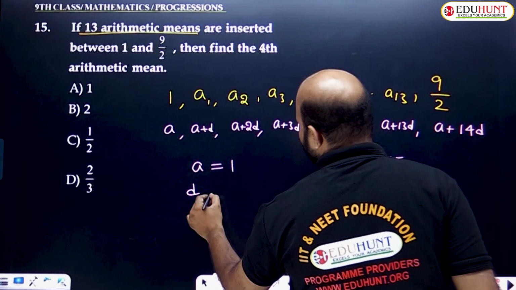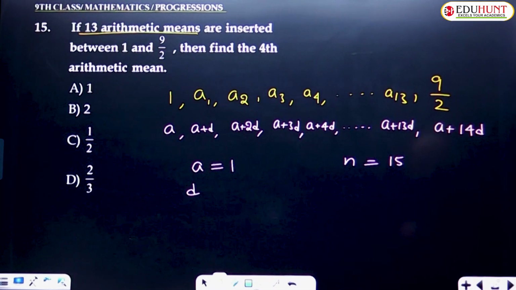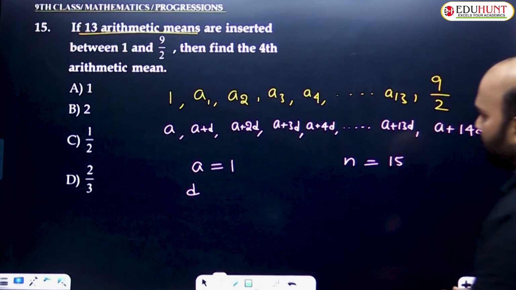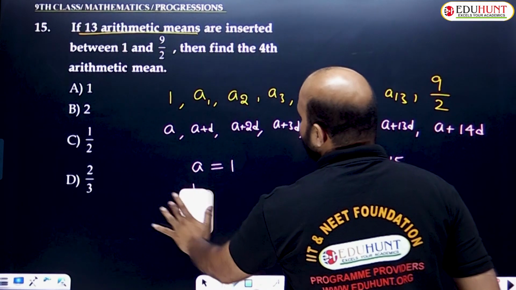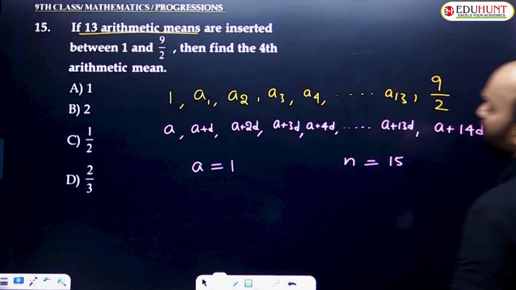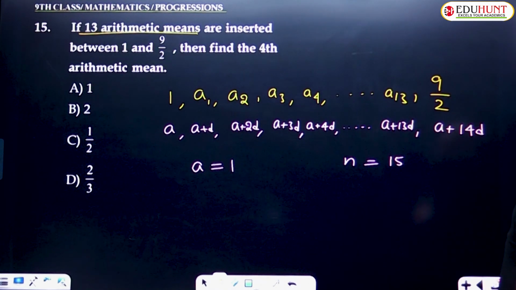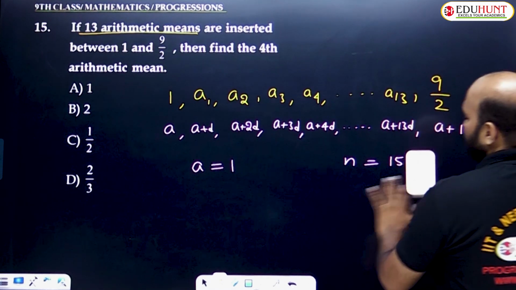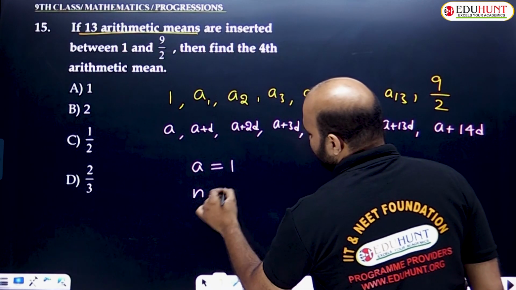What is the common difference here? D. Common difference is nothing but D. First you need to find the common difference. You don't know the common difference, but what is the question asking? The fourth arithmetic mean. So clearly we need to understand, the n value is 15.